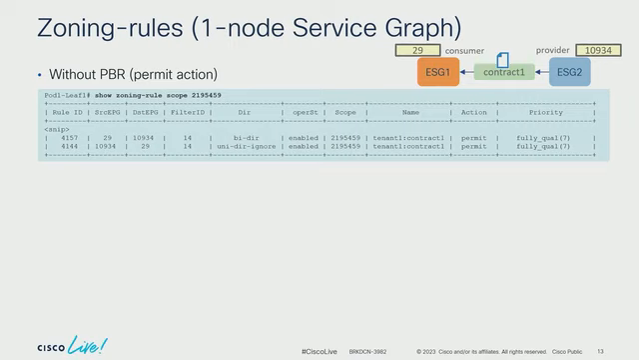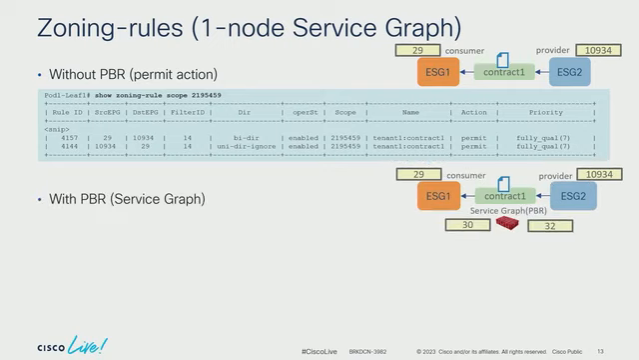So basically, if we have a permit contract between two EPGs, we're going to consume two zoning rules on the switch. Basically, from consumer to provider, 29 to 10934 permit, and vice versa. So this is a permit contract.